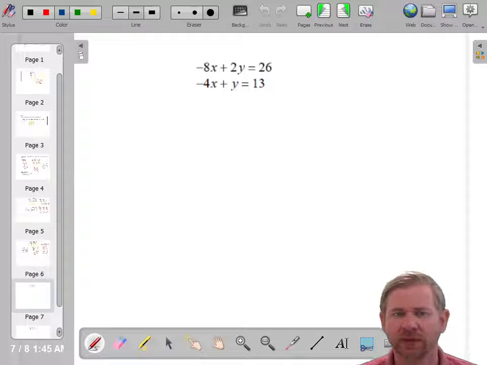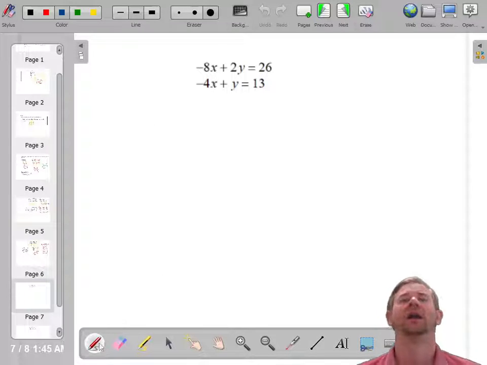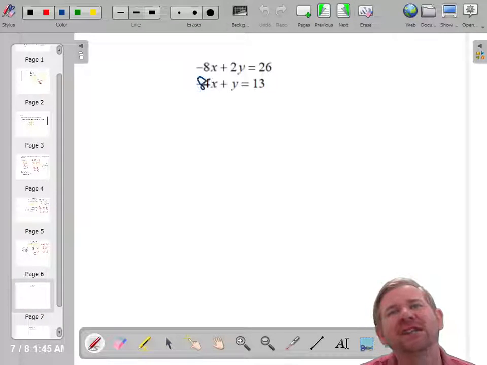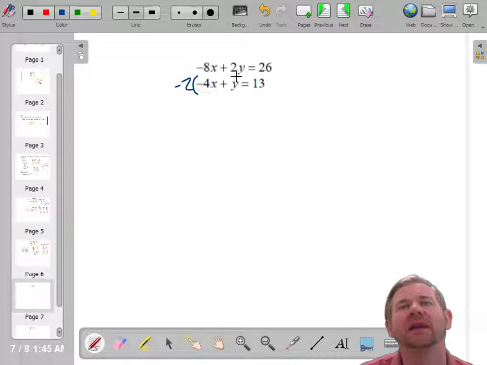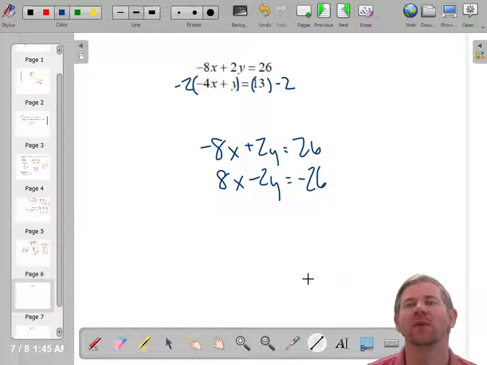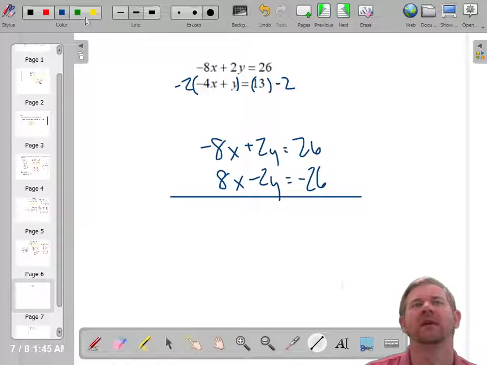So let's see. How do I want to do this? I could make this positive 8. That'll do it. Let's multiply it by negative 2 again. Okay, negative 2. So I'll copy the first equation, and if I multiply it by negative 2, I get 8x minus 2y. This might be another weird one. Oh, no. This is going to be a weird one. Okay, what's going on here?